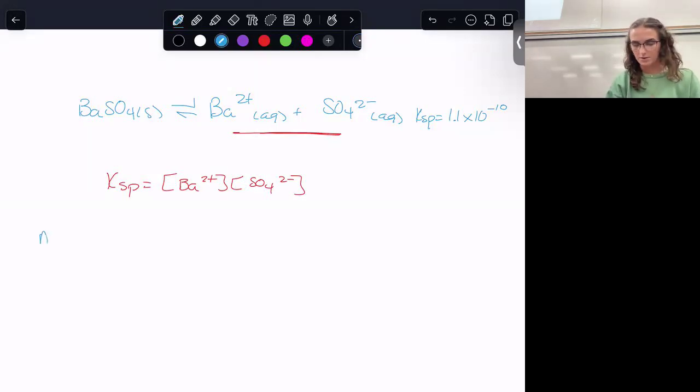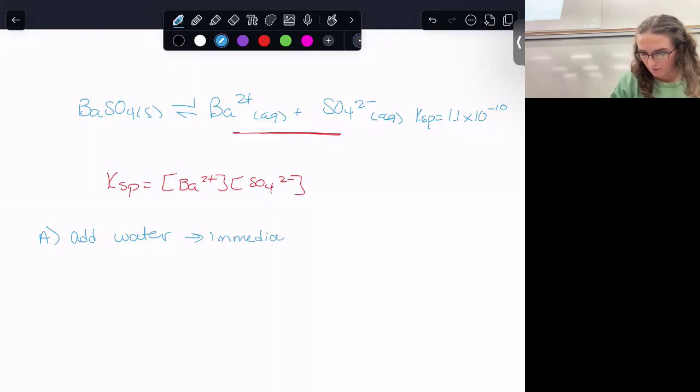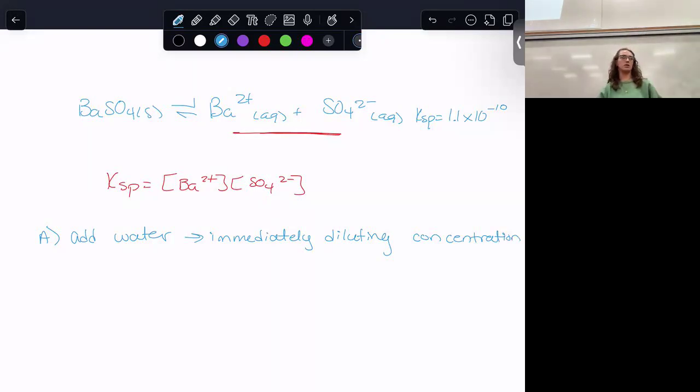So if we were to add water, what does that do to our solution? It dilutes it, right? When we add water to our solution, we're immediately diluting the concentration. So did we increase or decrease that value? We decreased it, right? Because now we have smaller numbers.